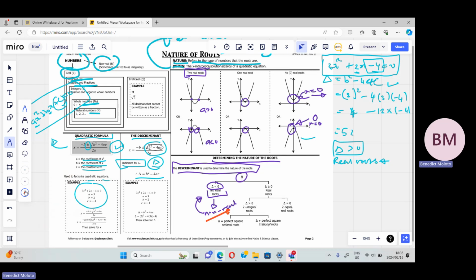Wait, let me fix this pen. I want to use this red. I want to change colors.